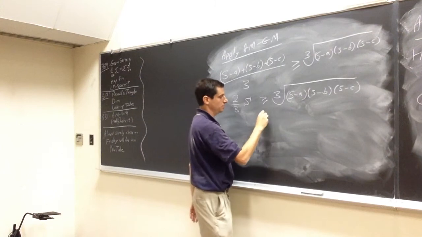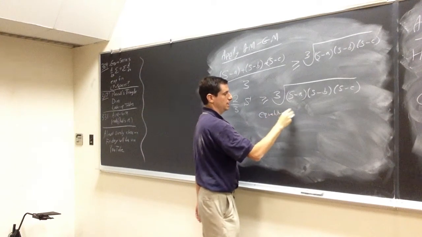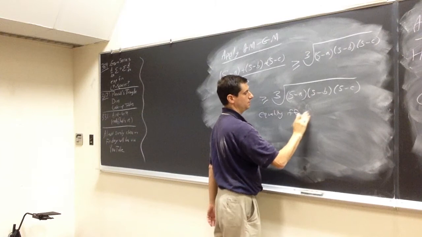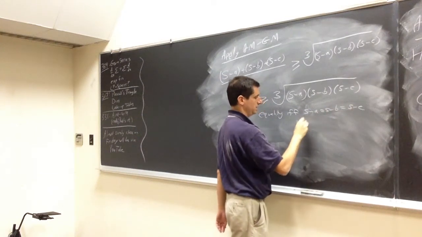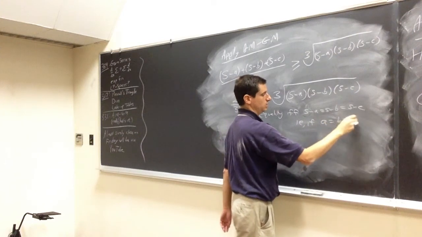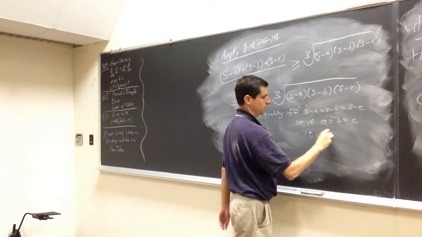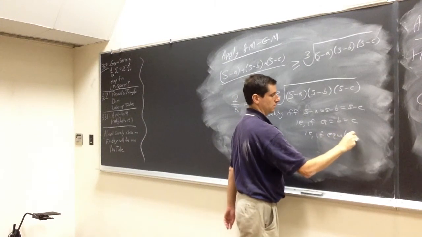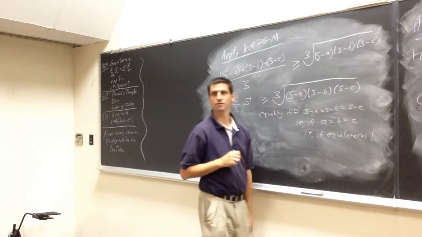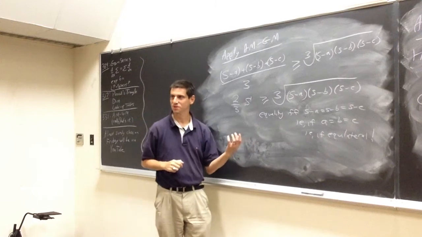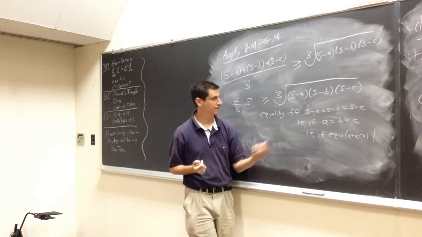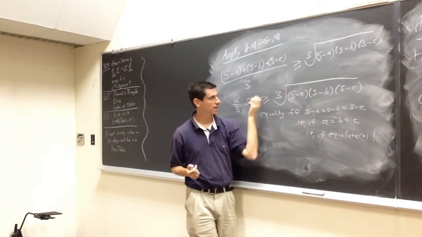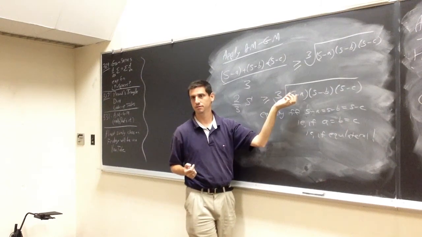And we have equality if and only if s minus A equals s minus B equals s minus C, i.e. if A equals B equals C, i.e. if equilateral. And here's a nice proof that the equilateral triangle has the largest area for a given perimeter. If I choose anything else, I'm going to have a less than. Right?